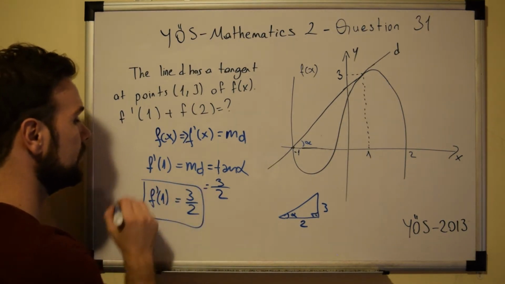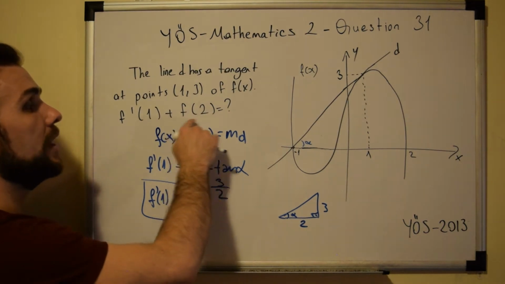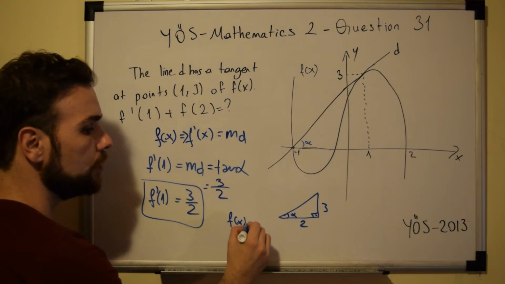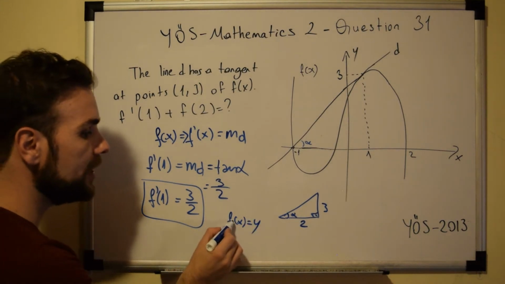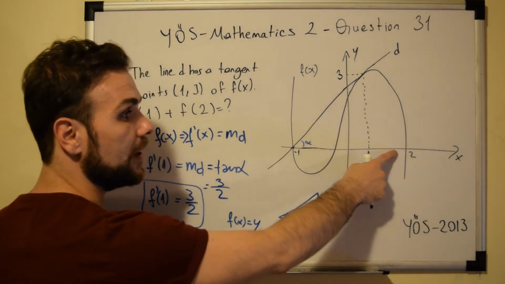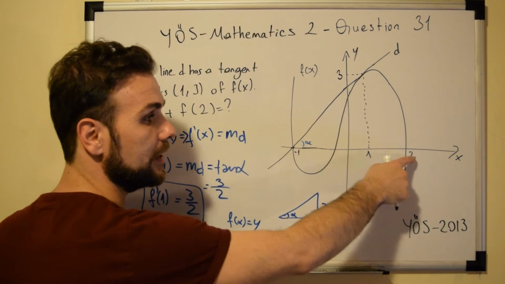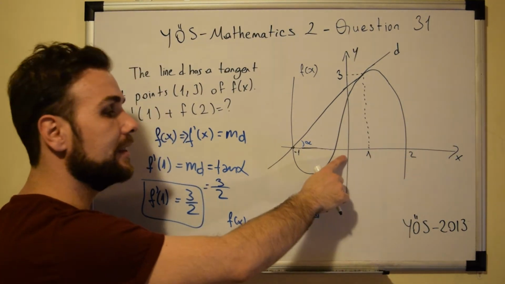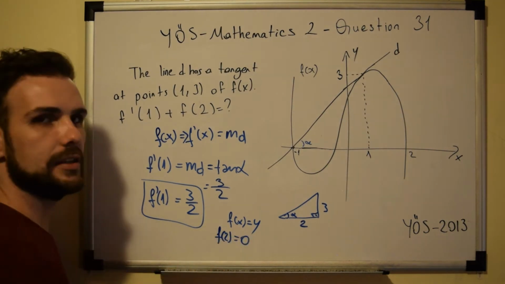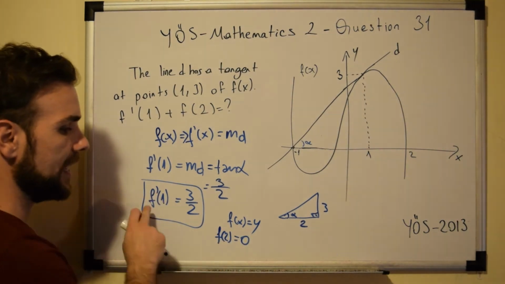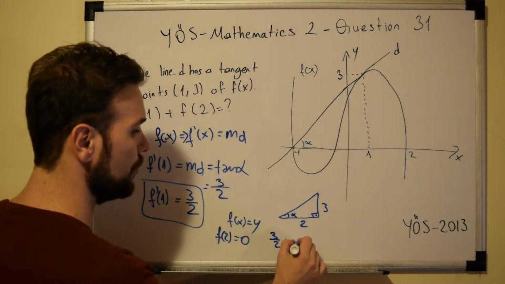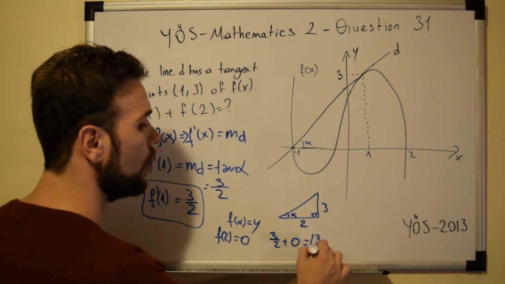Now we found the derivative of f at 1. Now we have to find f(2). What do we know here? We know that f(x) is always equal to y. So if we give x the value of 2, what is the value of y? As you can see, it is equal to 0. Therefore, f(2) is equal to 0. And all we have to do now is add them up, because we are asked for their sum. So we have 3 over 2 plus 0, which is equal to 3 over 2.